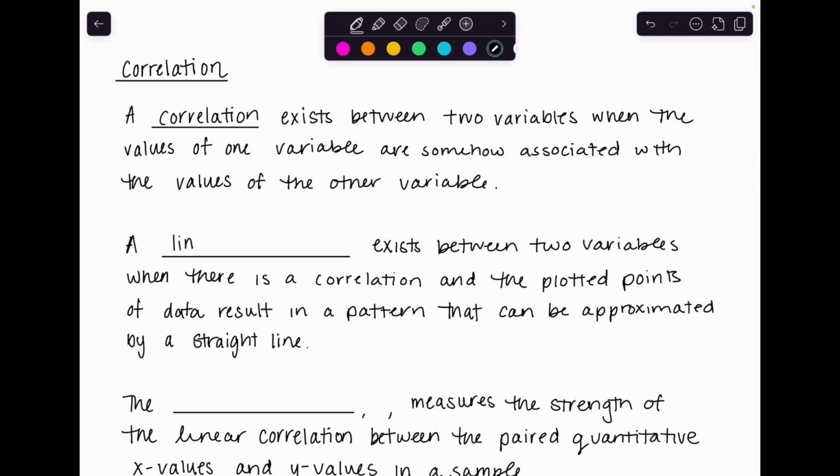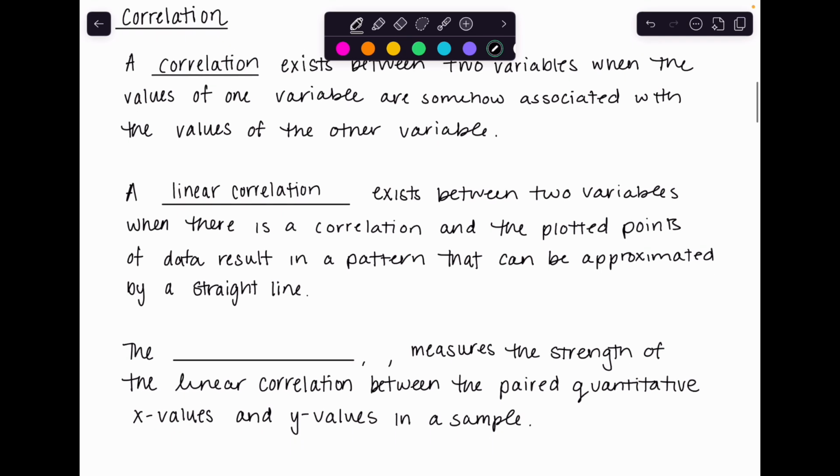So a linear correlation, hopefully the word linear gives it away, exists between two variables when there's a correlation and when you plot those data values or plot those points, they can be approximated by a straight line, okay? So we'll see some examples of this, but basically if you were to plot that data, picking whatever you want for X and Y, you would see that it has some kind of line as a shape.